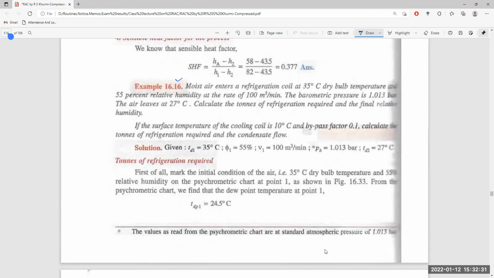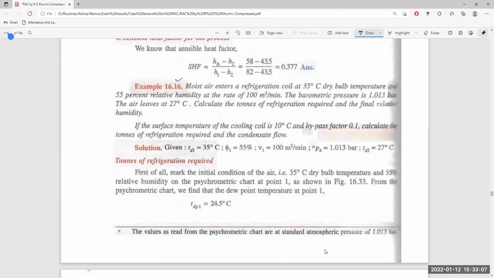This means the outgoing dry bulb temperature and the incoming dry bulb temperature are given. The volume flow rate is also given. If we know the specific volume, we get the mass flow rate. The relative humidity of the incoming air, 55%, is given. So calculate the tons of refrigeration required and the final relative humidity. We need the final temperature, the capacity of the refrigeration, and the final relative humidity.